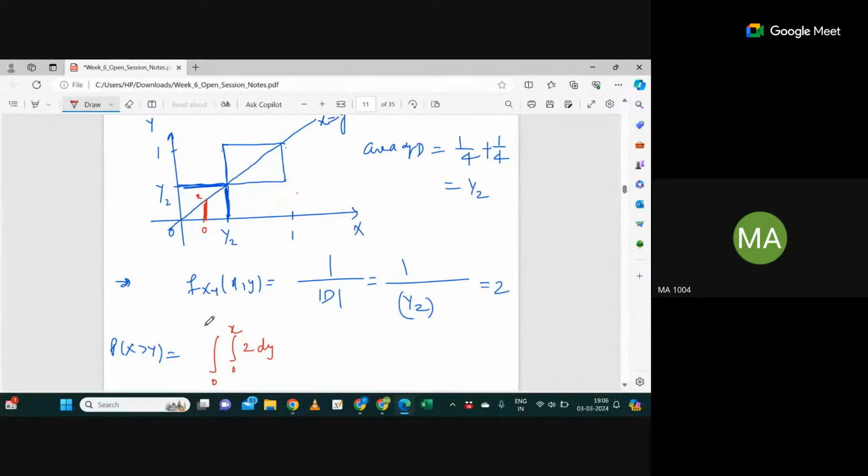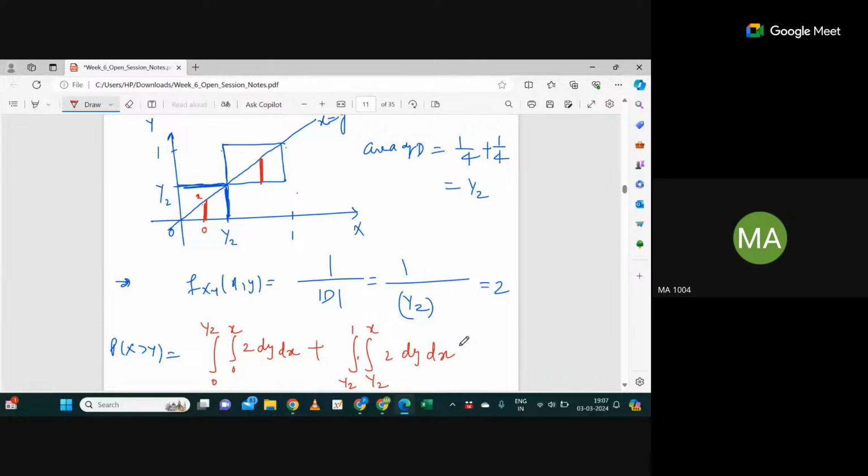Then 0 to half dx, plus the next part: the limit of y will be half to x, and the limit of x will be half to 1, dy dx. Okay, just solve it and cross-check whether you are getting the same or not.